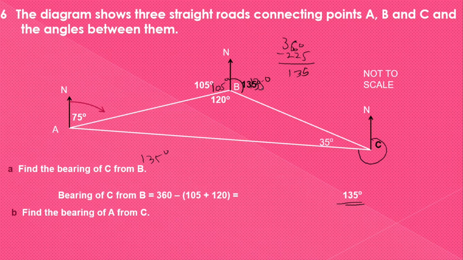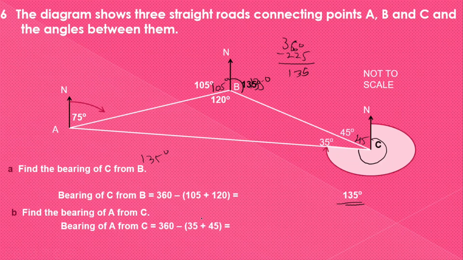If this is 135, these two north lines at B and C are parallel to each other. The consecutive interior angles are supplementary. If this is 135, this is to be 45, because 135 plus 45 is 180. Now 45 plus 35 is 80, and then 360 minus 80, what we get is the bearing of A from C. So this is how we go. 360 minus 35 plus 45, which was 80, and 360 minus 80, you get 280 is the bearing of A from C. Got it?